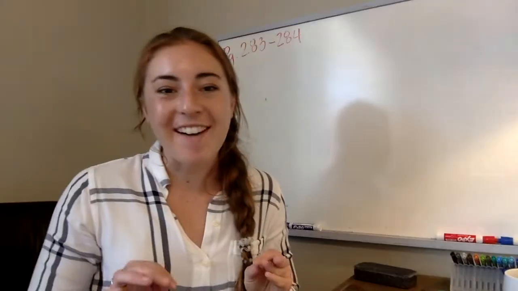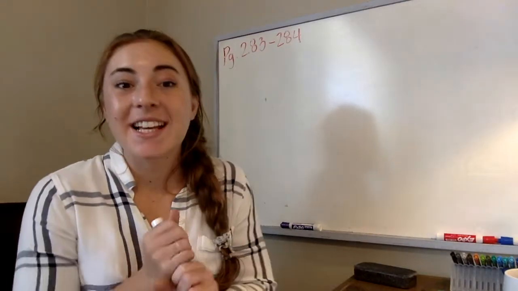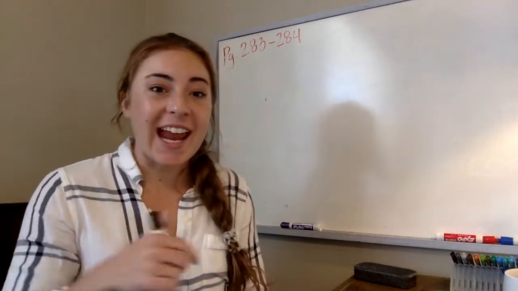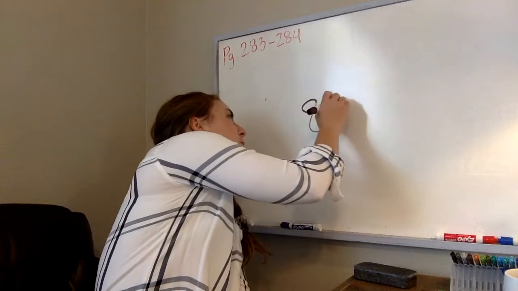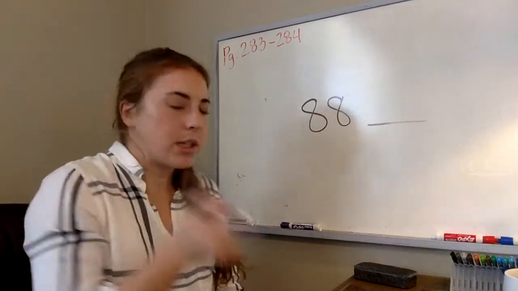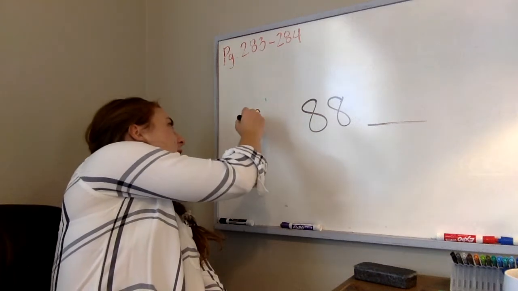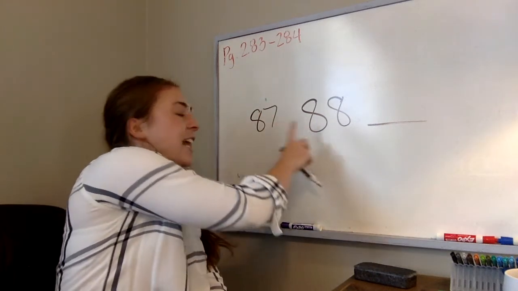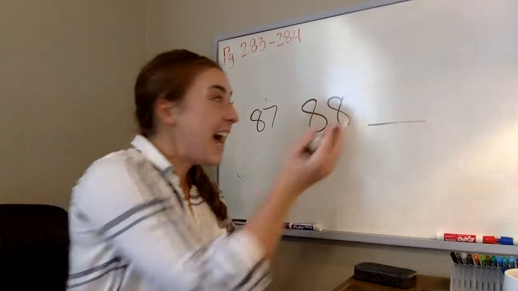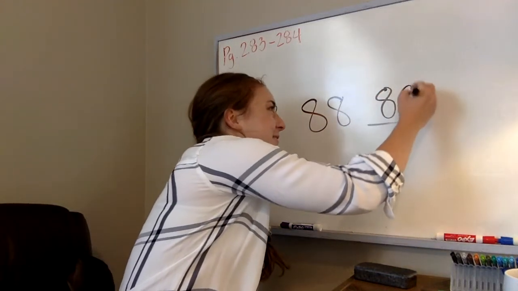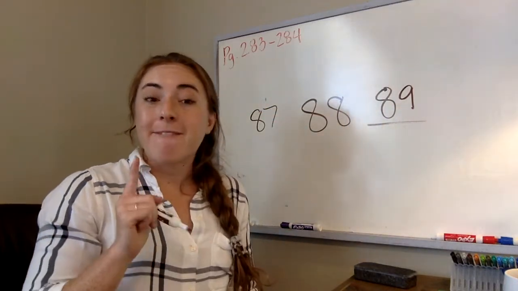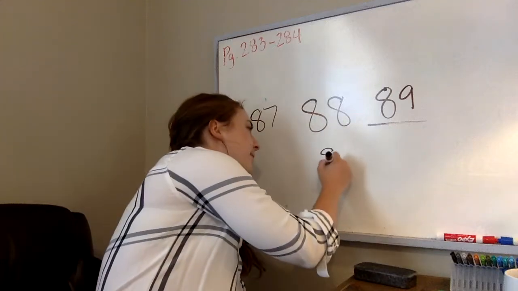So now I have some numbers that I want you to guess. So first, I'm thinking of the number that comes after 88. So what is the number that comes after 88? Let's think. So the number that we have is 88. Let's count: 87, 88. What comes next? 89. You're right.